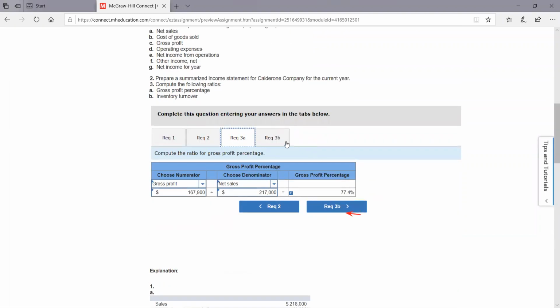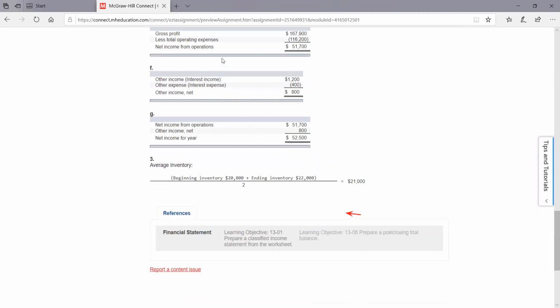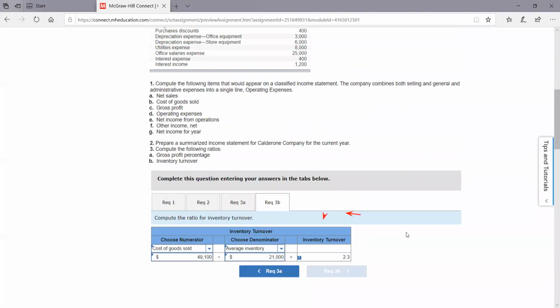All right. And then finally, letter B, the inventory turnover. Again, cost of goods sold divided by average inventory. They do show you that one down here, at least how you got the ending inventory. It's 21,000. And so if you're wondering where they got that, that's what it is. That's your denominator, and they get it right at 2.3.